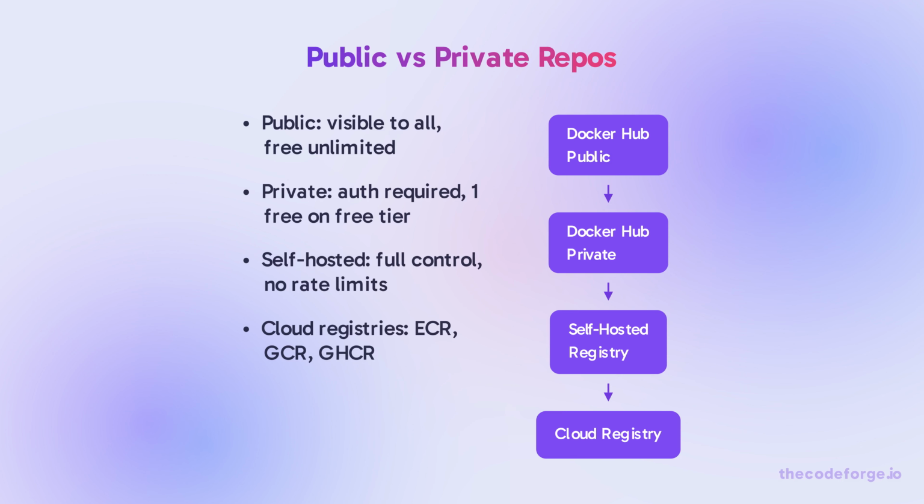Docker Hub public repositories are free and visible to everyone. Private repositories require authentication. For teams needing multiple private repos or no rate limits, self-hosted registries or cloud options like AWS ECR are better. The choice depends on cost, security, and operational overhead.